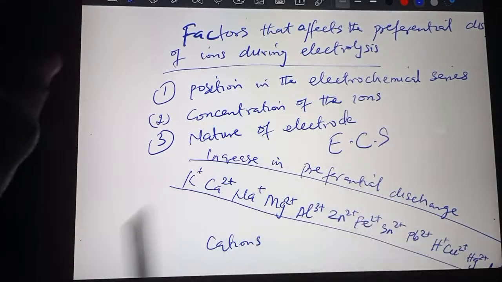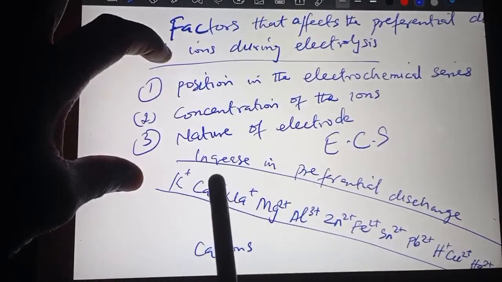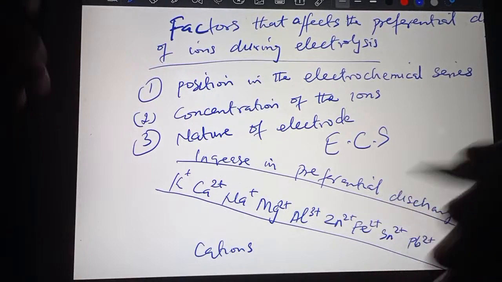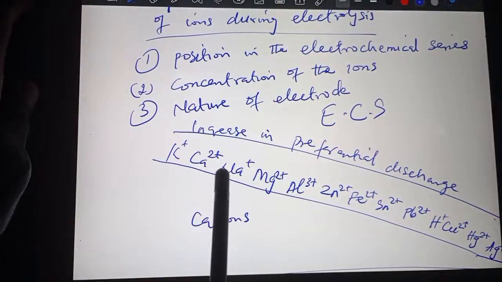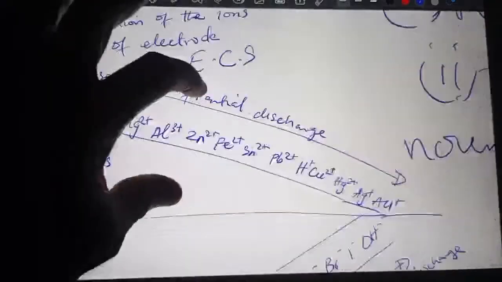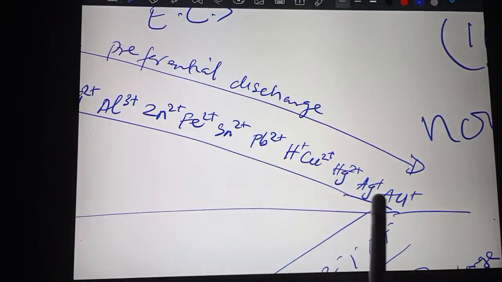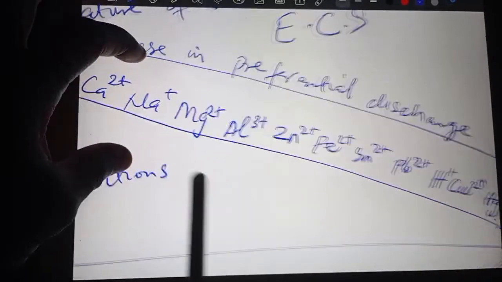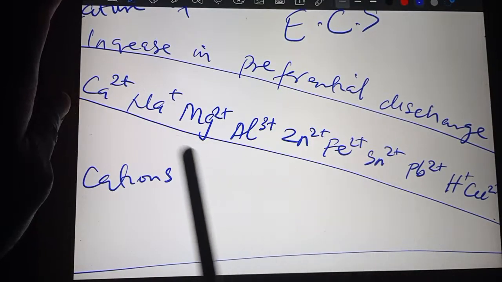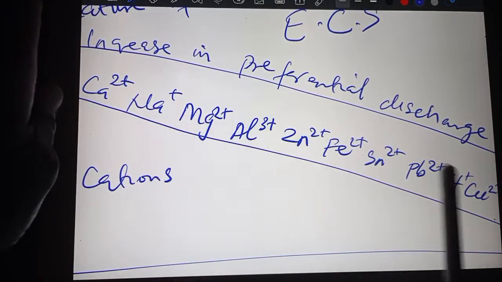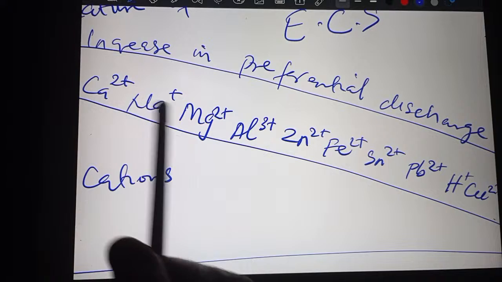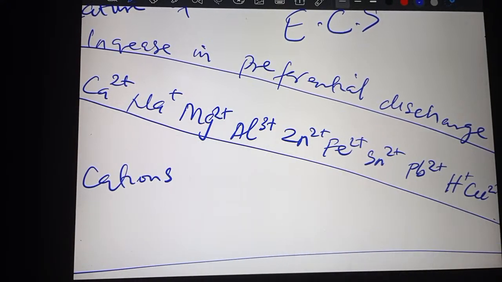Then concentration of ions. Concentration of ion is only applicable if the two ions are close in the series. For instance, if you concentrate calcium more than sodium, calcium will be discharged. If I concentrate silver more than gold, silver will be discharged. But if I concentrate sodium maybe 10 times hydrogen, sodium can never be discharged because their distance is far. So concentration will only have effect for ions that are relatively close. So like sodium and hydrogen, concentration will not have any effect because they are far.